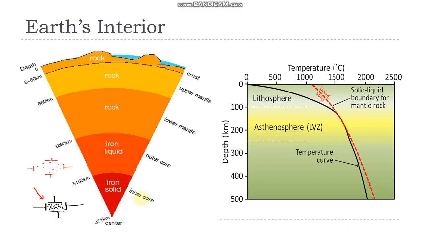So even though the inner core has high temperatures, high enough to melt iron, that iron stays a solid because the molecules can't move apart and then change phases. So the inner core is a solid.